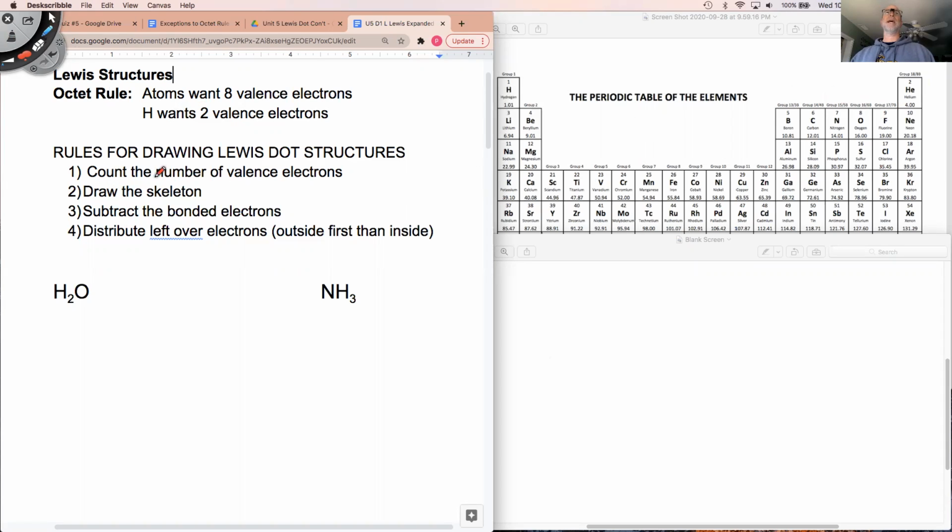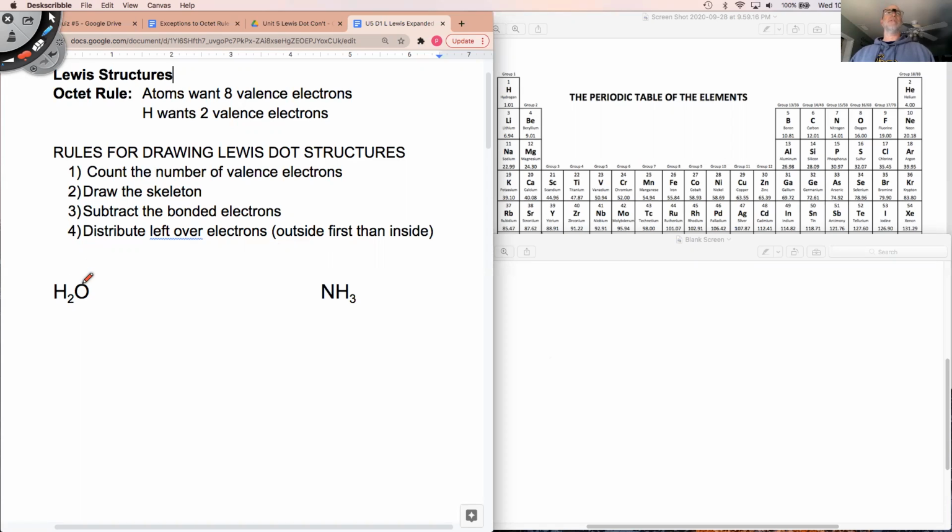Number one, you count the total number of valence electrons for the entire molecule. Next, ladies and gentlemen, you want to draw the skeleton, which I'll take you through. Then you're going to subtract out the electrons that have been bonded, and then you distribute the leftover electrons. So let's just go through this quickly, and I'll show you what we have.